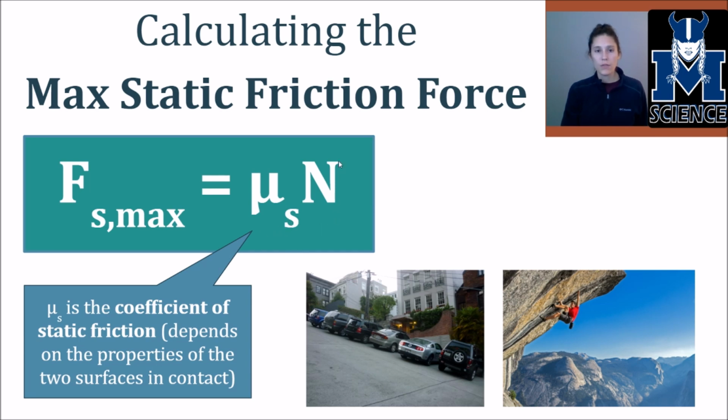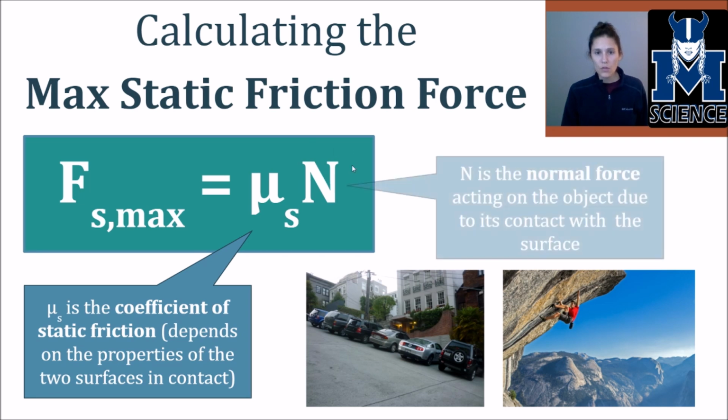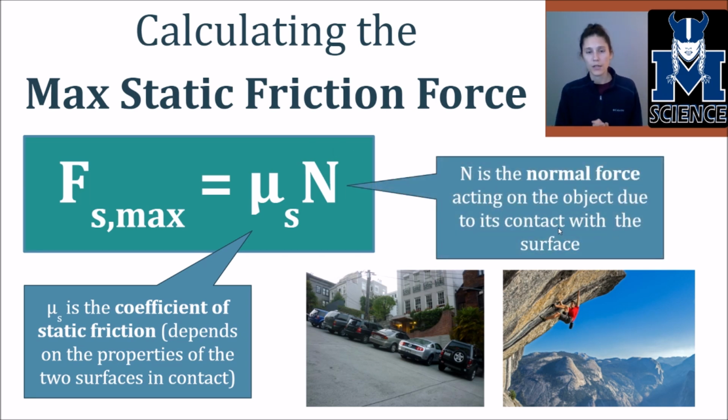But the maximum static friction force also depends on the normal force acting on the object due to it being in contact with that surface. Basically that's a measure of how much the two surfaces are pressing against each other. So the more two surfaces are pressing against each other, the higher that maximum static friction force is. The N stands for the normal force acting on the object due to its contact with the surface.